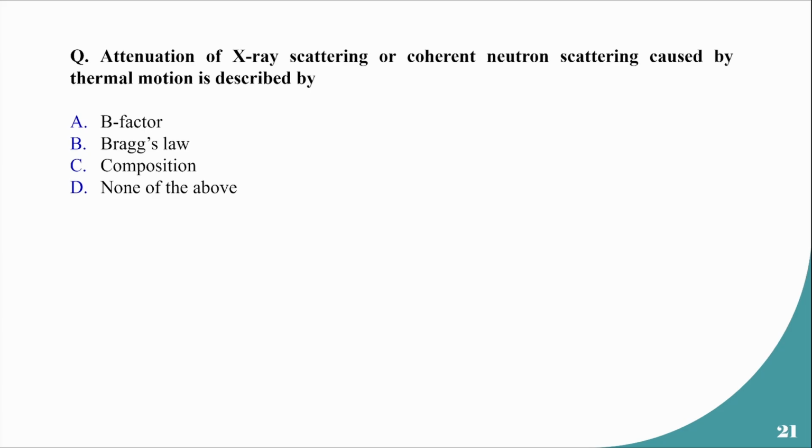So here, this question is basically asking that attenuation of X-ray scattering or coherent neutron scattering caused by thermal motion is described by which of these terms? So is it Bragg's law, is it B factor, is it composition, or is it none of the above? So this particular term that we are talking about is also very important, and we'll see how this term is basically mentioned or introduced in the different structures, or what kind of insights it can lend us into the structures.